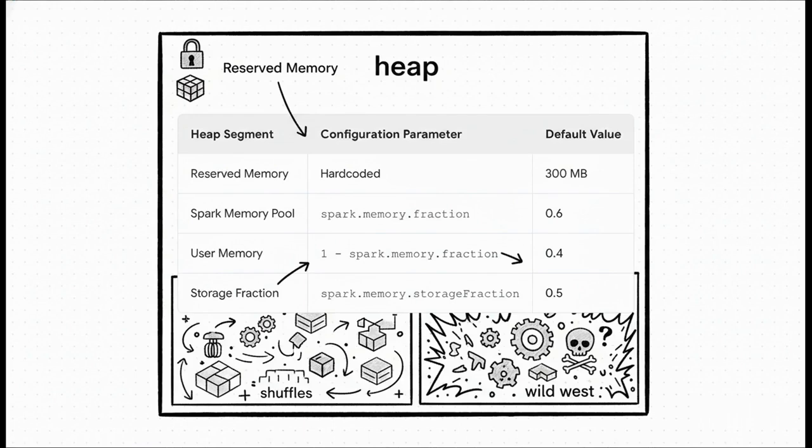By default, 60% of that goes to the Spark memory pool. This is for your shuffles, your joins, your caching. The other 40% becomes user memory. Now, this area is kind of the Wild West. It's where your UDFs and custom data structures go to live, and if your code is inefficient, this is where out-of-memory errors are born, because Spark has zero control over what happens here.